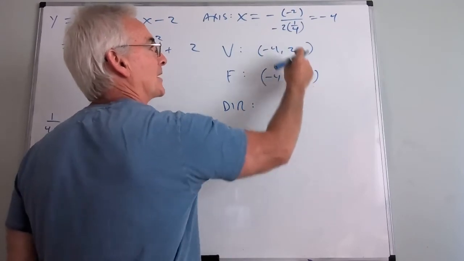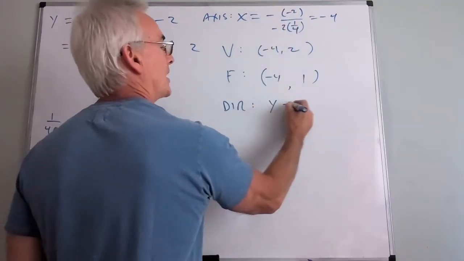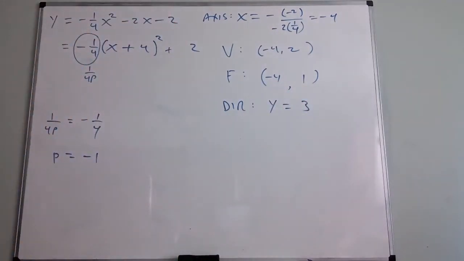I went 1 in this direction, now I need to go 1 in the other direction. So it's the line y equals 3. That's it. We're done. There is absolutely nothing else we could say about this parabola.